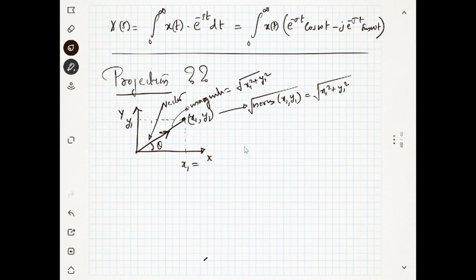So sine inverse. Not sine inverse, just to simplify it. You see here, this is your x1, and this is your magnitude. Let's say this is y1, and this is your theta. And what is your cosine theta? Cosine of theta is equal to adjacent side by hypotenuse.